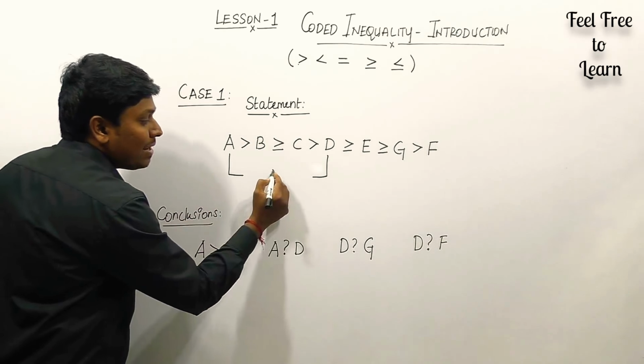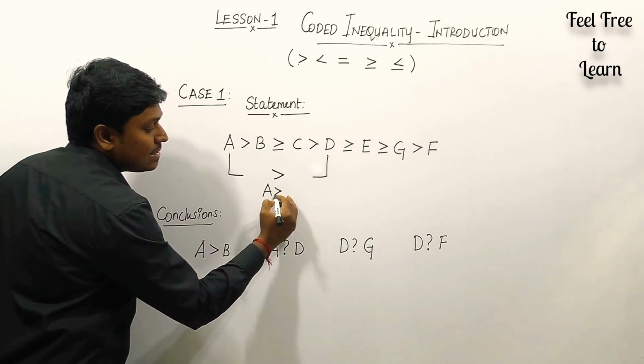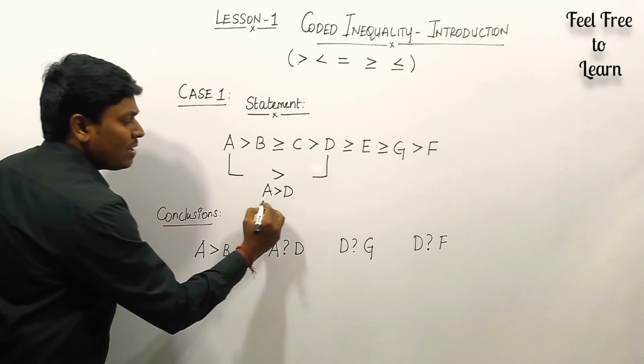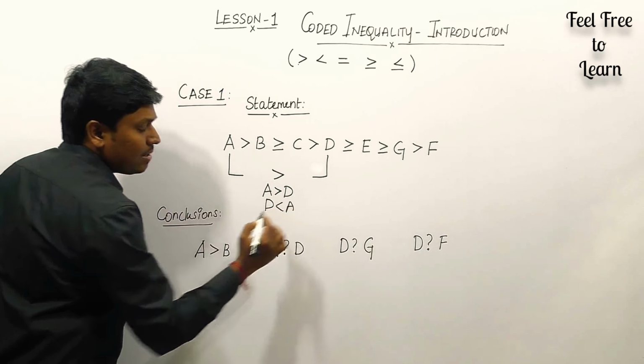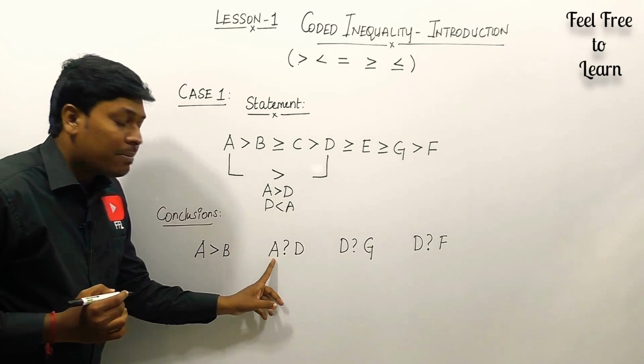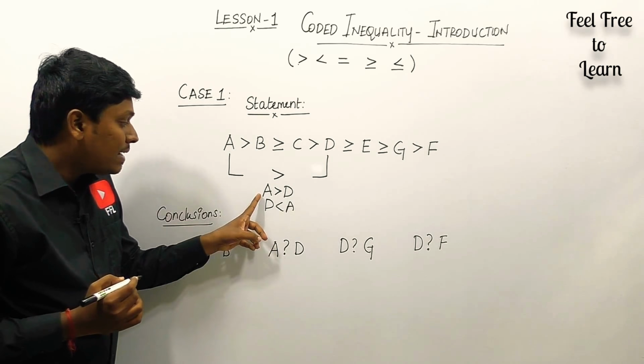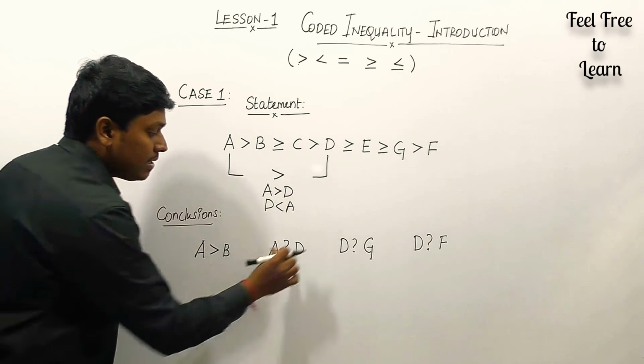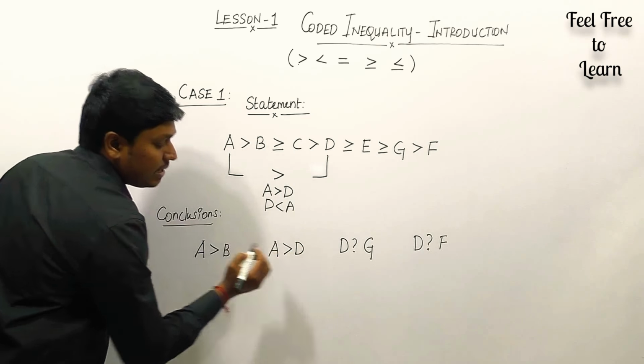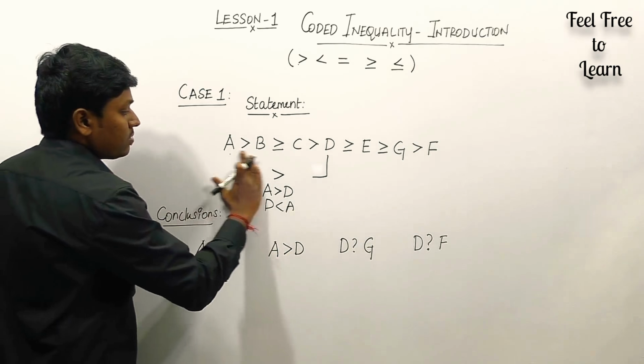So while comparing A and D, we need to say the answer is A greater than D, or otherwise D less than A. Both are same, right? So here we need to compare A and D. So finally, while comparing, we got A greater than D. So we can say that the answer is A greater than D. Got it? So let me write this.